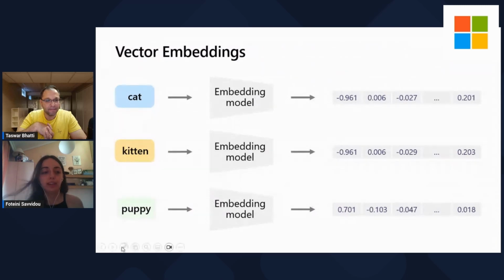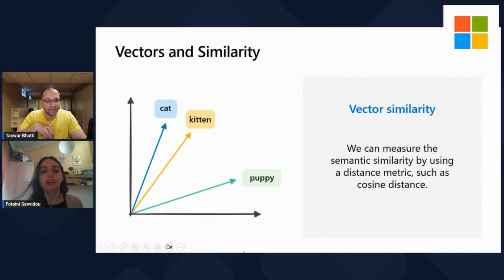So I think we can see that in the next slide. Here we have vectors in a two-dimensional space because it's very hard to illustrate vectors in a high-dimensional space. And we can see here that the blue vector, which is the vector of a cat, is closer to the yellow vector, the vector of a kitten, than the green vector, which is the vector of a puppy. And in order to quantify the semantic similarity between two objects, we can use a distance metric to measure the distance between the two vectors.